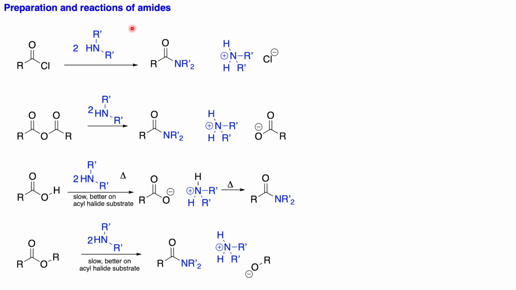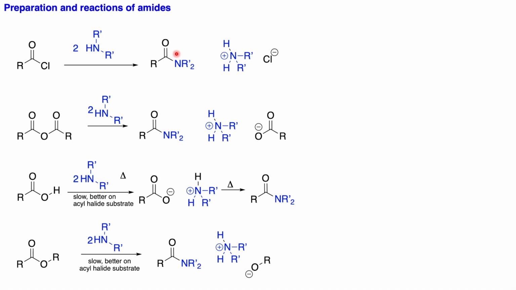This video deals with the preparation and reactions of amides. Amides have the general structure shown here, with a carbonyl attached to a nitrogen either bearing hydrogens or some number of R groups. We saw in the previous sections that acyl halides, anhydrides, carboxylic acids, and esters can all be used to generate amides through a nucleophilic acyl substitution reaction.